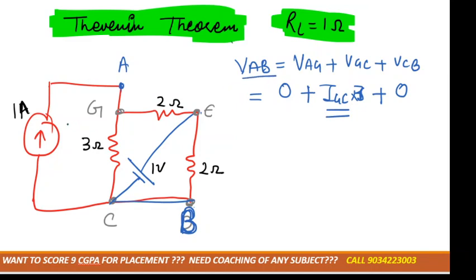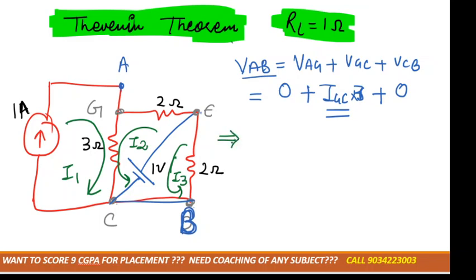So we can see how many meshes are there. You are moving from G to C, so your current should also move from G to C. Okay, let us consider it as I1. In this direction also, for this mesh also, your current should move from G to C. So let us consider I2, and you can consider any direction for I3. So mark the sign and then tell me the equation for these three meshes.